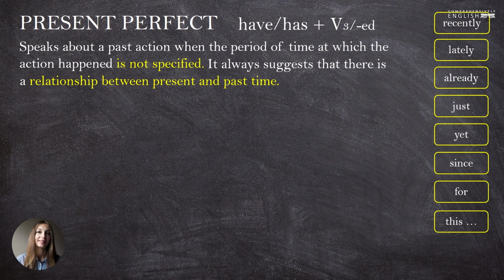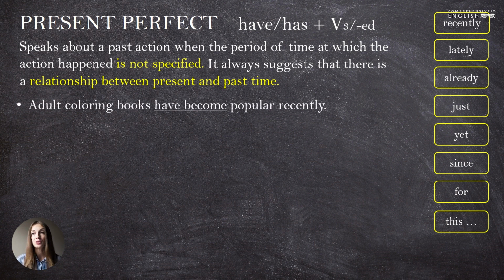Now let's look at some examples. Adult coloring books have become popular recently. "Have become" is the present perfect tense. The verb "to become" is irregular, and its first and third forms are the same. We say become, became, become.